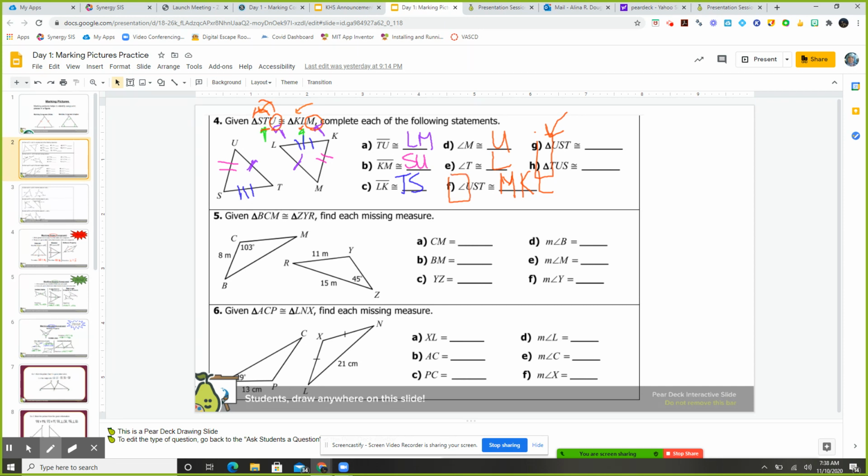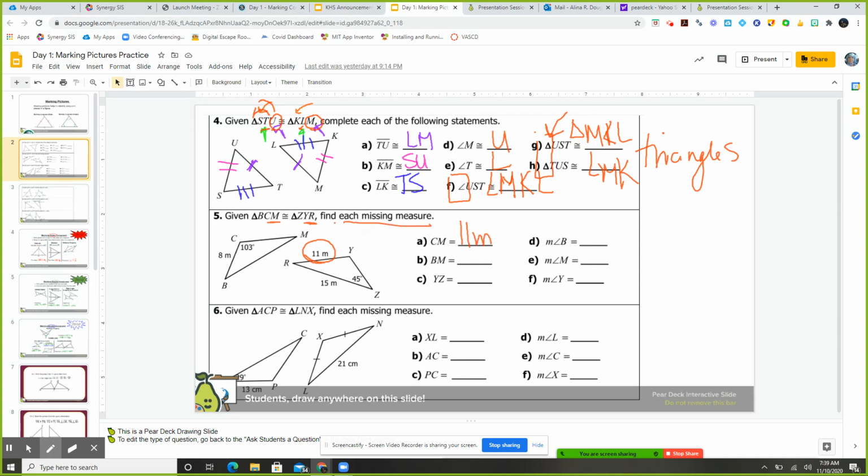These two, G and H, are talking about triangles. Those little symbols are super important. So UST is still MKL, but we're talking about triangle MKL as opposed to angle MKL. And then TUS is middle, last, first. So that's LMK. CM goes with YR, and YR is 11.